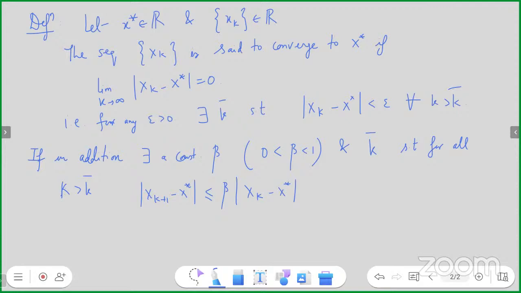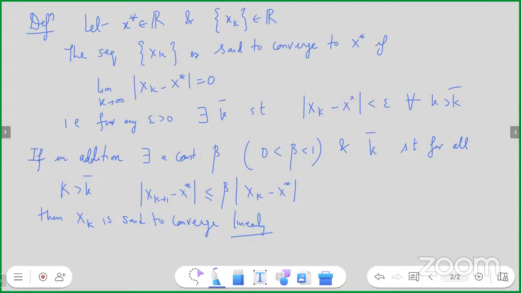Then xk is said to converge linearly. Okay. So this is very important. We'll keep seeing this again and again and again. So this is also called geometric. So that's the funny thing. It's super confusing.